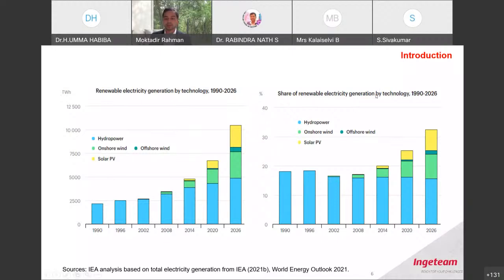Okay, so solar, wind, hydropower is growing a lot, compared to the 90s and to the 2020s. This is a good picture to present how renewable integration is growing globally.